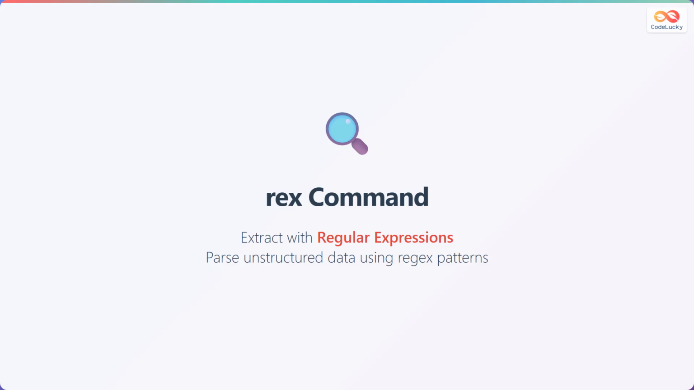Welcome to this tutorial on the rex command in Splunk. The rex command is one of the most powerful tools for extracting structured information from unstructured data. It uses regular expressions to parse raw log data and create new searchable fields that you can use in your Splunk searches and reports.